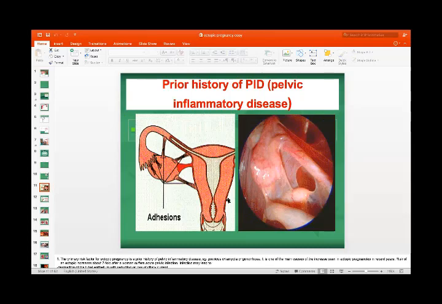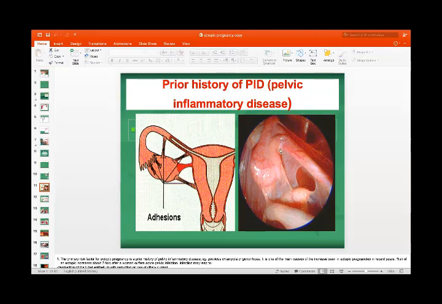So this figure shows PID. This is the uterus. This is the fallopian tube. You can see over here it is dilated. This fallopian tube is dilated over here. And you can see these are the adhesions. These flimsy adhesions with the uterus, this is bowel, and these adhesions are also present posteriorly.